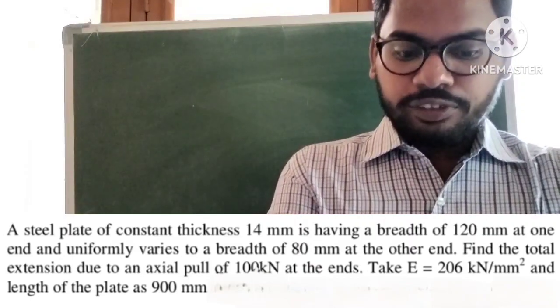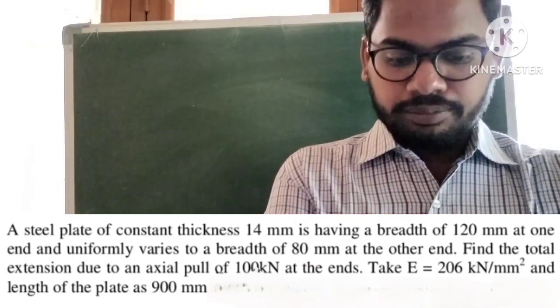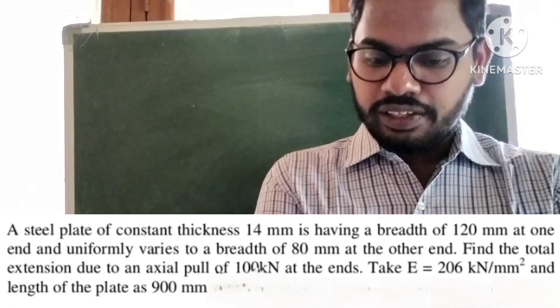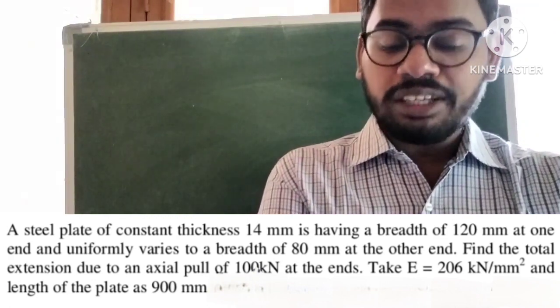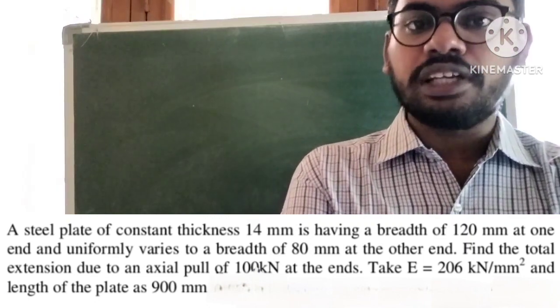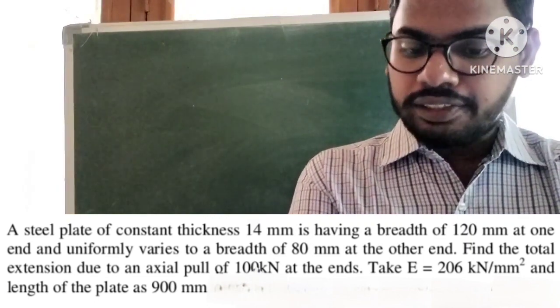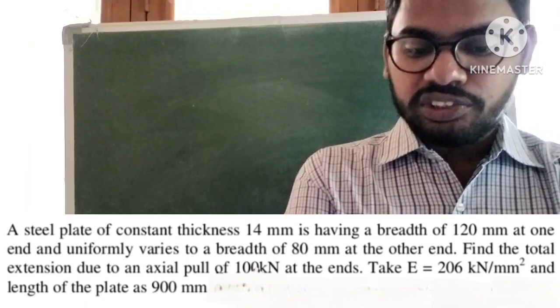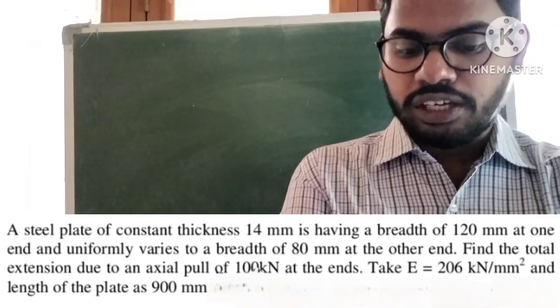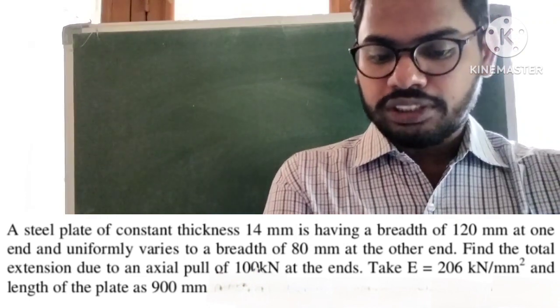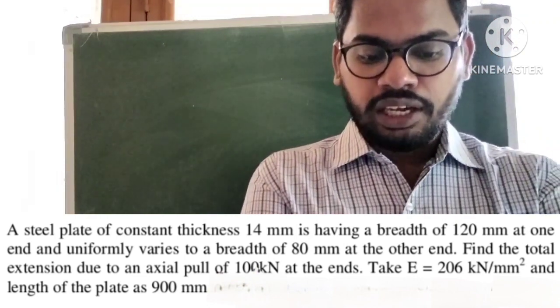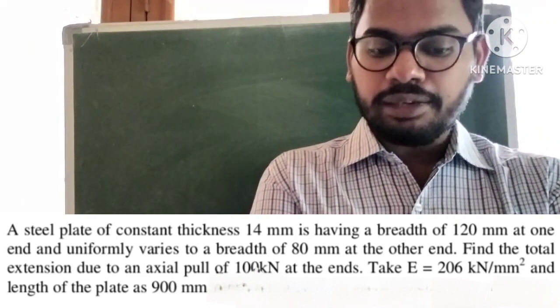A steel plate of constant thickness 14 mm is having a breadth of 120 mm at one end and uniformly varies to a breadth of 80 mm at the other end. Find the total extension due to an axial pull of 100 kN at the ends. Take E is equal to 206 kN per mm square and the length of the plate as 900 mm.